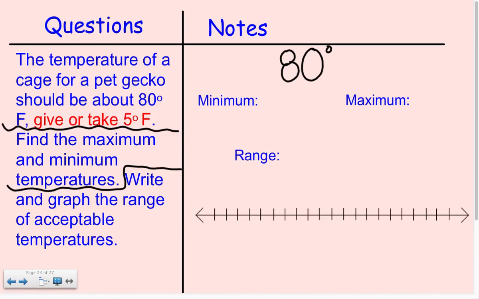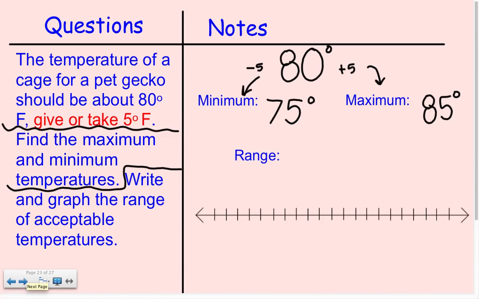So that means my minimum, if I take away 5, would be 75 degrees. My maximum, if I add 5 degrees to 80, would be 85 degrees. So all I did was I took this and I added 5 to get that, and I subtracted 5 to get that. So our range that our gecko can live comfortably would be anywhere from 75 degrees to 85 degrees.